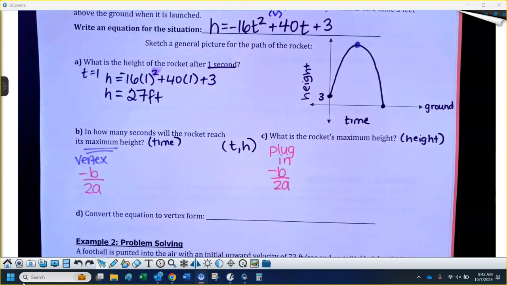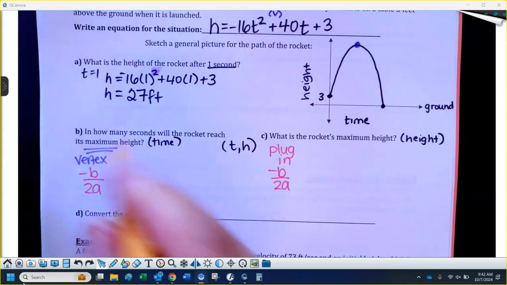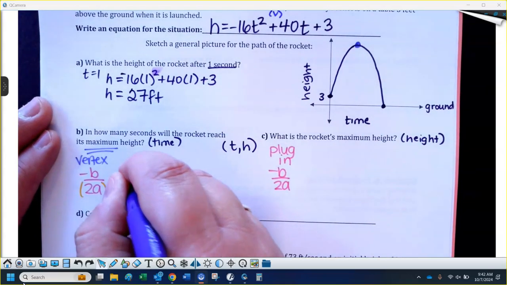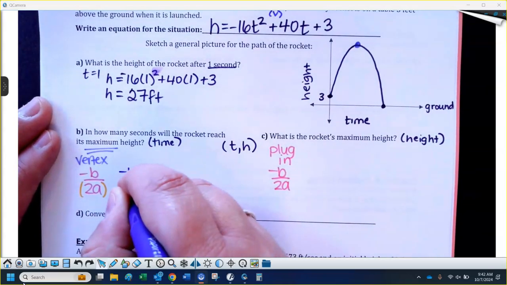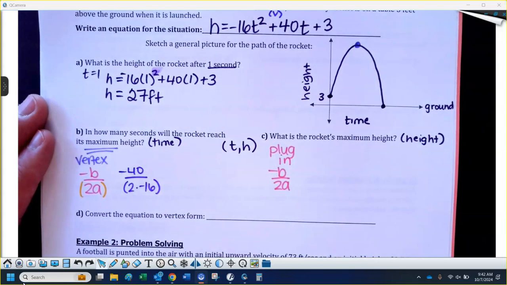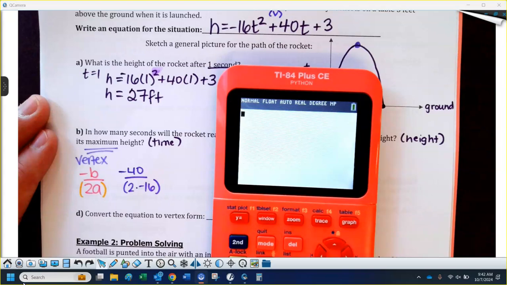Now, I want to emphasize something here, because this is where people will mess things up. You have to figure out what the bottom of that fraction is before you do the division. All right, if I'm looking at my lovely formula, the opposite of b would be -40. The bottom of this would be 2 times -16. Okay, now I'm going to show this to you. Just don't write this down.